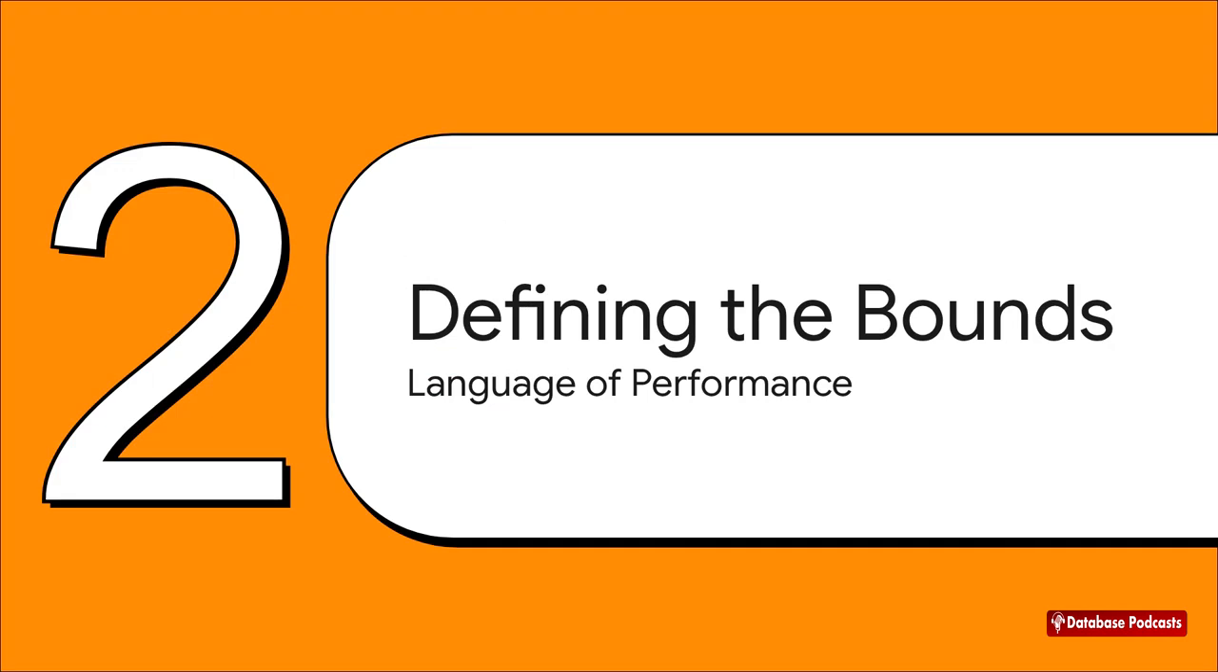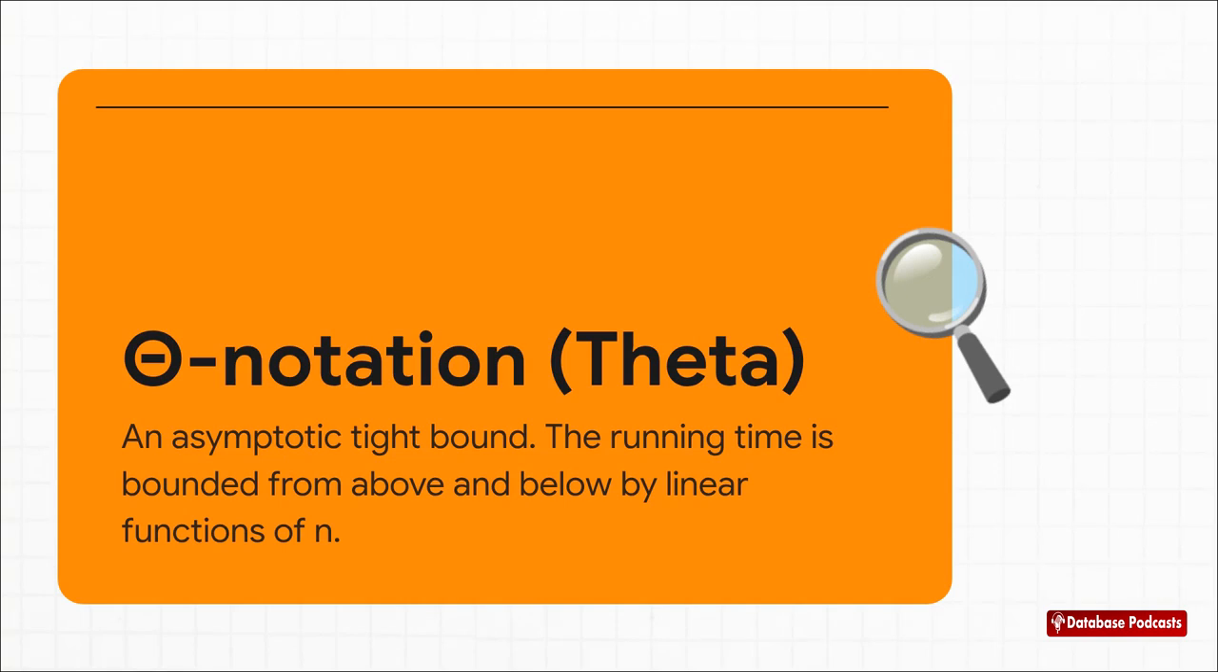Now, to talk about these different growth rates like professionals, we need a formal language. And that's where asymptotic notation comes in. It gives us a really precise way to describe the performance limits of an algorithm. It's the framework for how we have this whole conversation. First up, we've got theta notation. The best way to think about theta is as a tight bound. It's like a precise hug for your algorithm's runtime. It means the runtime is squeezed between two versions of the same growth function. It's not just an upper limit or a lower limit, it's a direct description of how that algorithm scales.